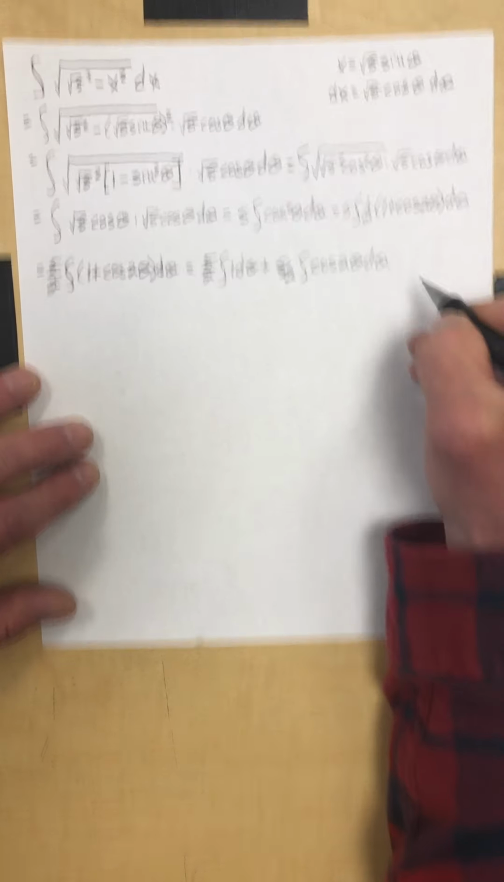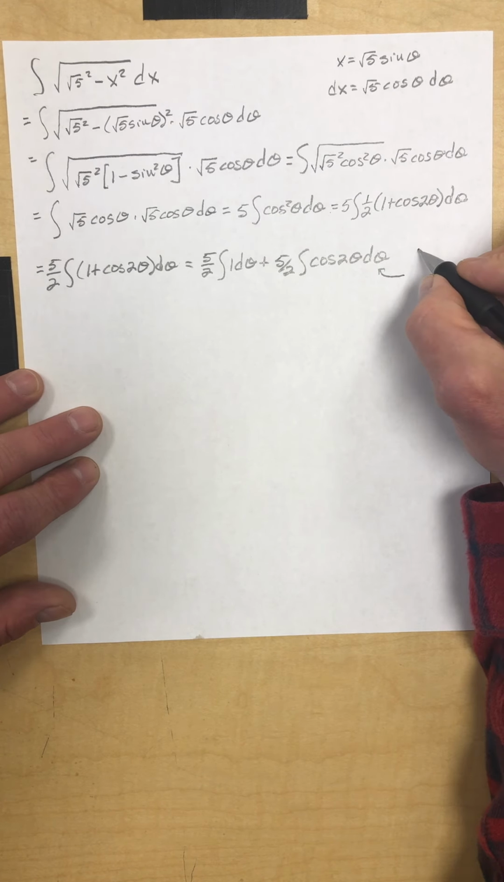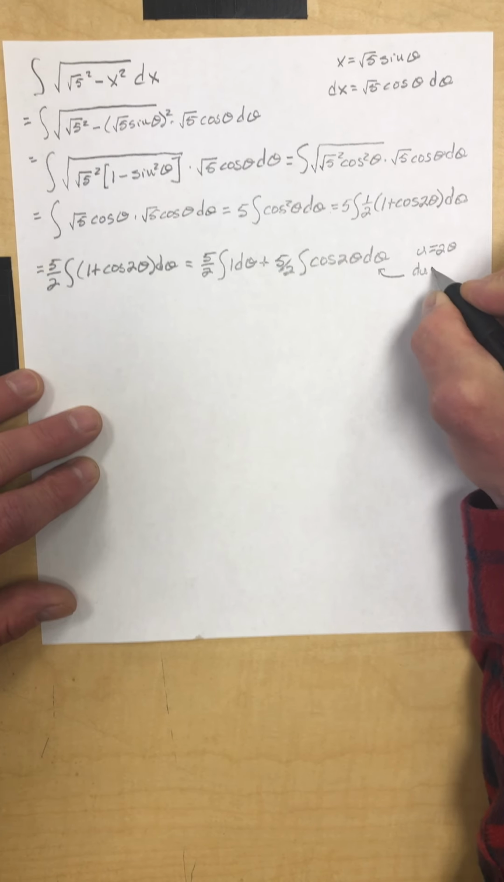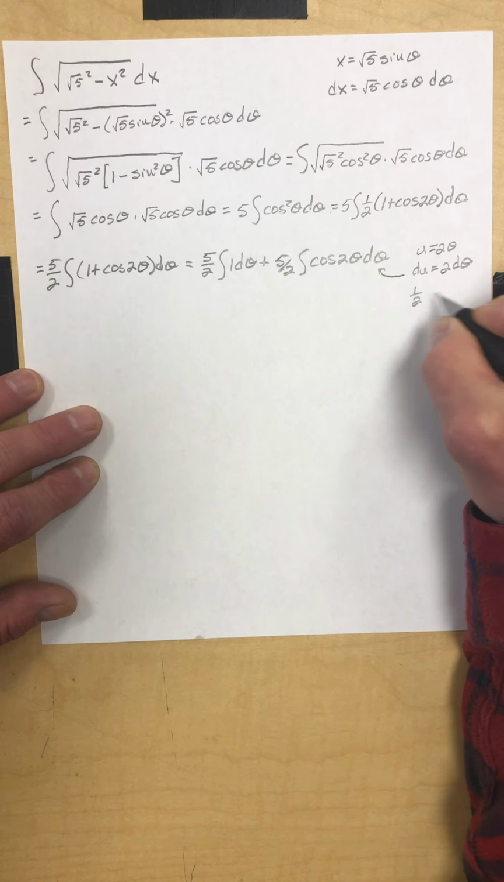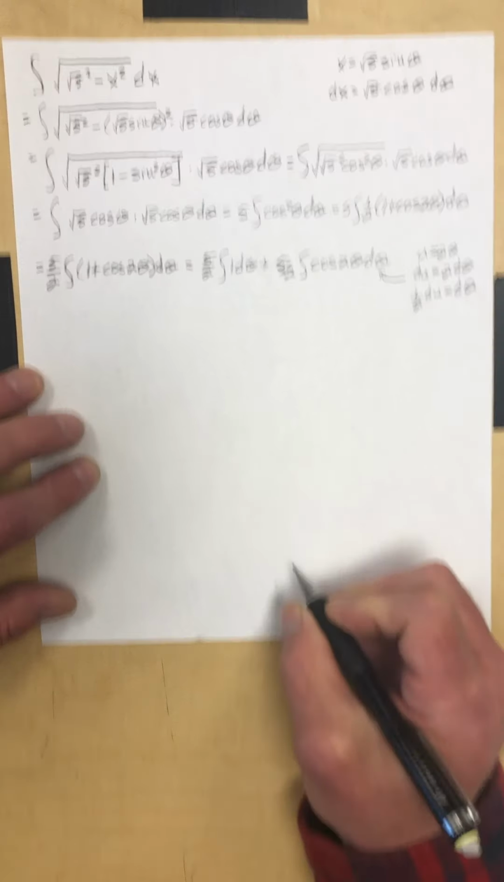Okay, so we know that this guy right here, we've got to do u substitution. So I use u equals 2 theta, so my du is 2 d theta. So I get 1/2 du equals d theta. Okay, so far so good.